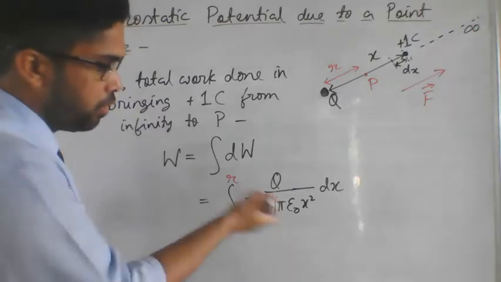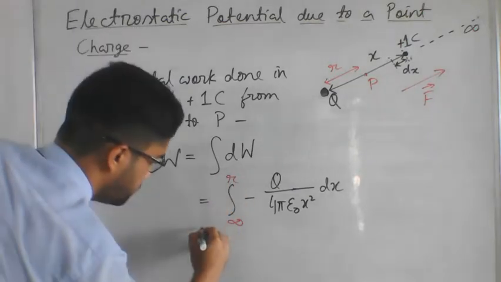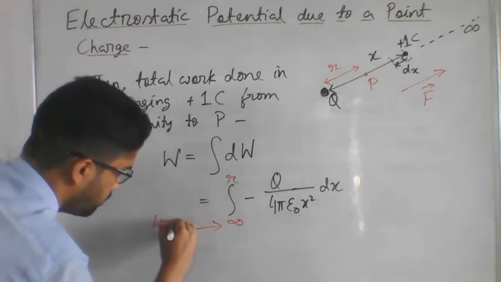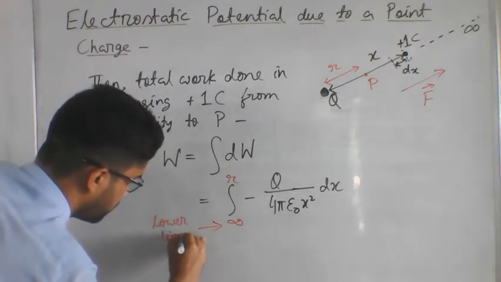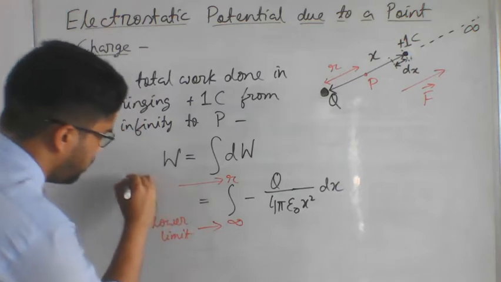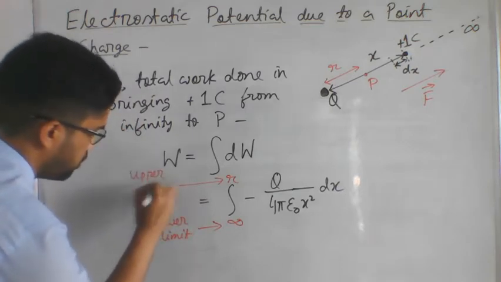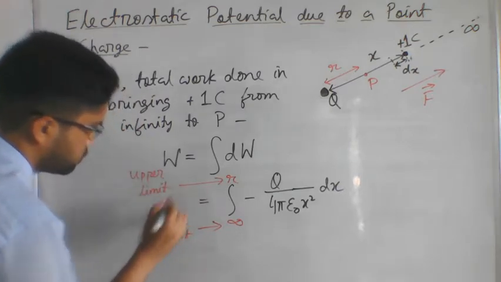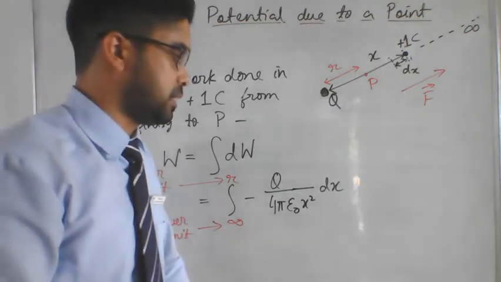This is the initial boundary and it is the final boundary. So it is the lower limit, and this r is what we call the upper limit. Okay, so that you should know the basic things.